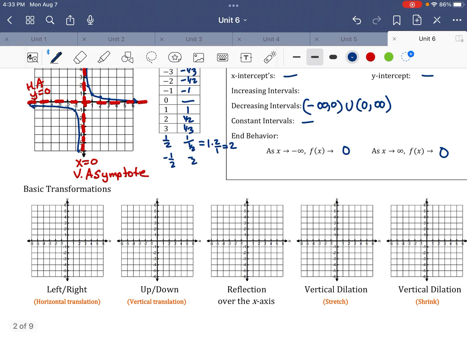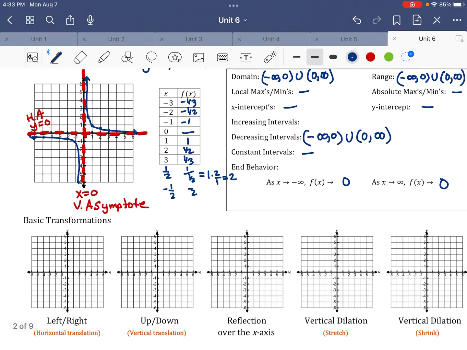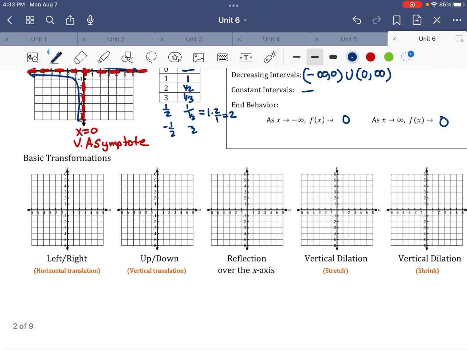Whereas before you had to look and see if it, like with polynomials, it was always infinity or negative infinity. Now it can be a number. It can also be positive or negative infinity here, but most of the time it's a number. All right, so let's talk about this graph if you want to move it left or right.